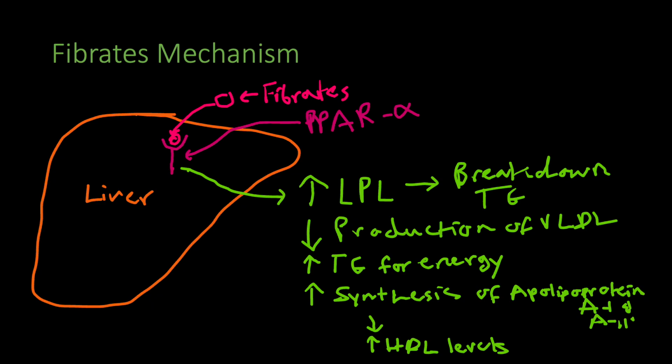Another one is the fibrate mechanism. This is where the fibrate binds to a PPAR alpha, which is peroxisome proliferator activated receptor alpha. It's another receptor, it's a nuclear receptor in the liver. And what happens? Whenever the fibrate binds to it, it's going to increase the lipoprotein lipase, which is normally used to enhance the breakdown of the triglyceride.